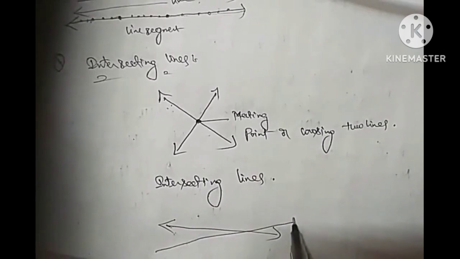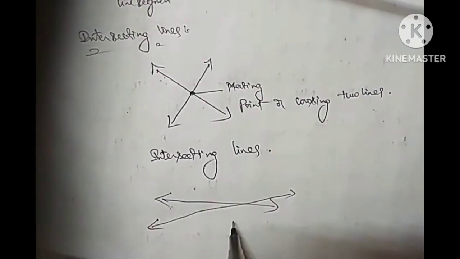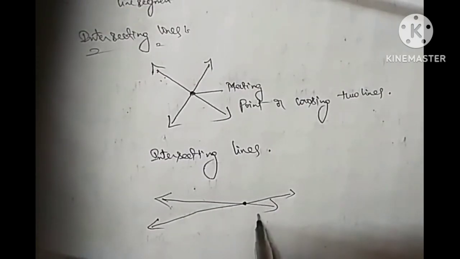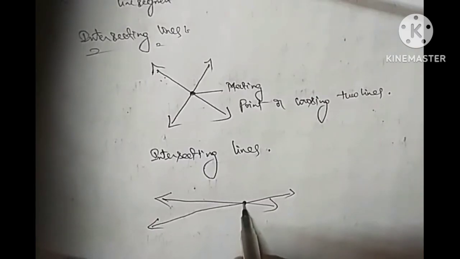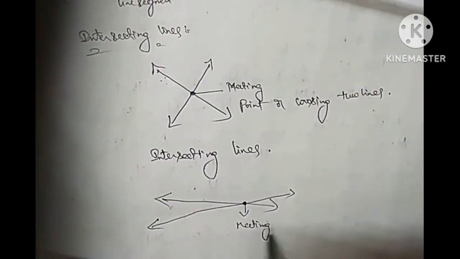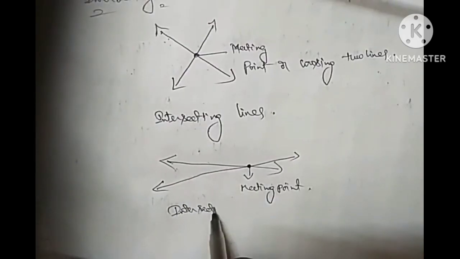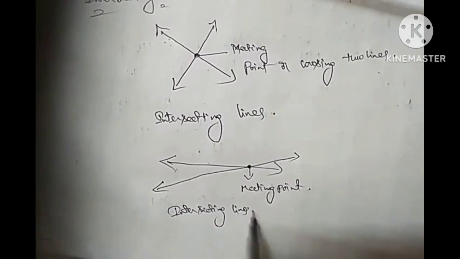Understood? Okay, for example, one line is going like this and another line is going like this. Is there any meeting point in these two lines? Yes, of course, it has a meeting point here. Here these two lines are crossing each other as well as meeting with each other. So this is a meeting point, and we can call these also intersecting lines.